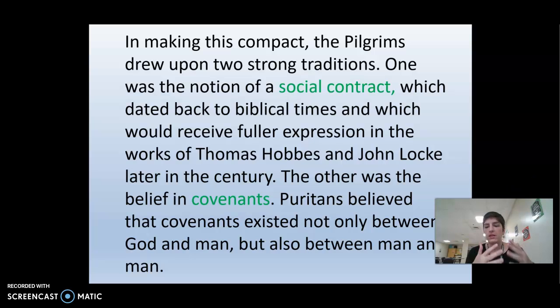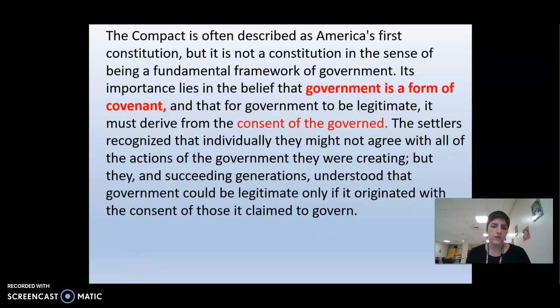Okay, so covenants are basically an agreement. This agreement of following laws, that concept of rights and responsibilities. The group of people will give you certain rights. You as a citizen need to have certain responsibilities to uphold those rights. The compact is often described as America's first constitution, but it is not a constitution in the sense of being a fundamental framework of government. Its importance lies in the belief that government is a form of covenant, and that for government to be legitimate, it must derive from the consent of the governed.